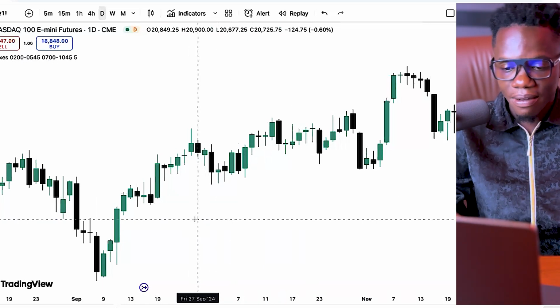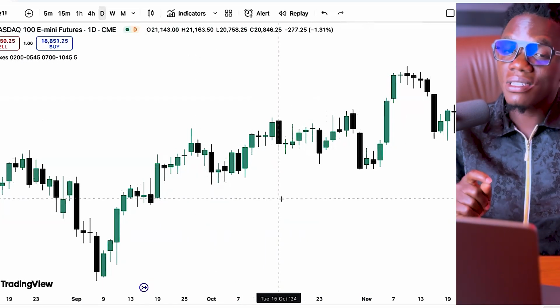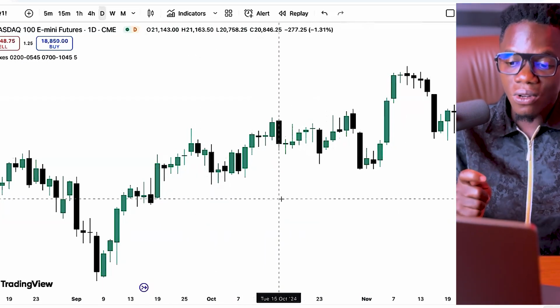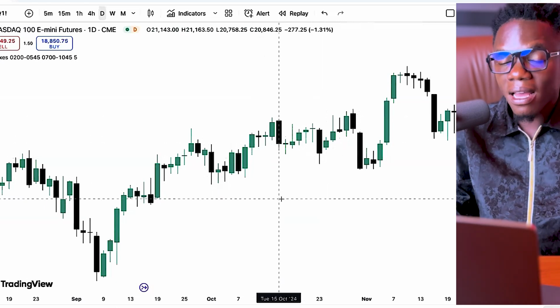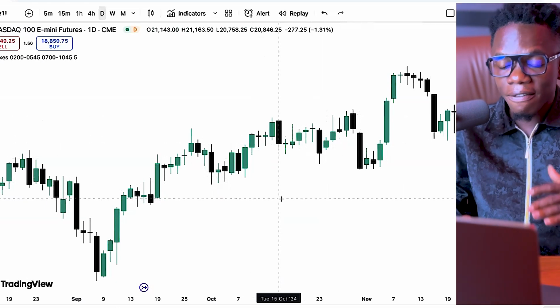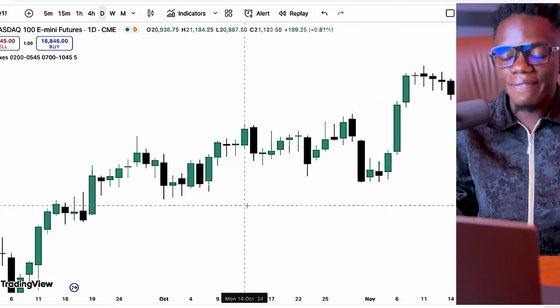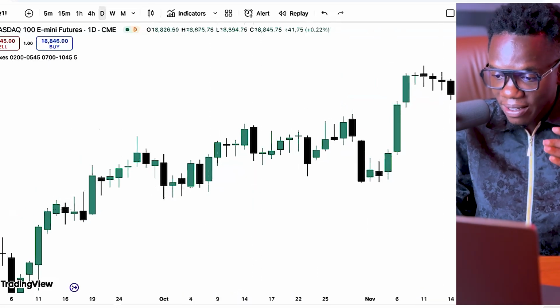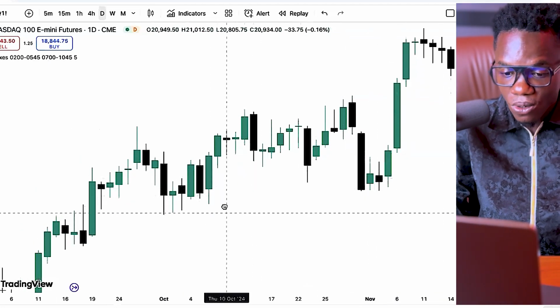Let's get started, guys. Now, each of these candlesticks, there's always a story behind them. Each of these candlesticks always tells us what's going on in the market, and we can only read it after the candle has closed. That's why we always advise students to wait for the closure of the candle so that we can understand what's going on in the market.